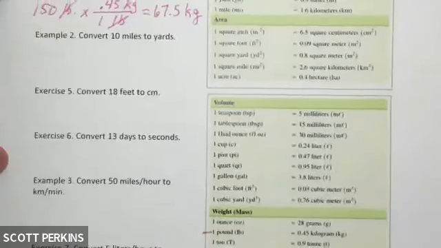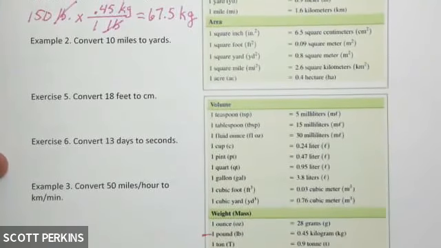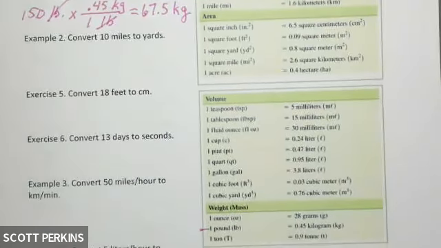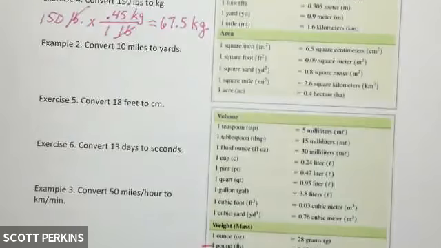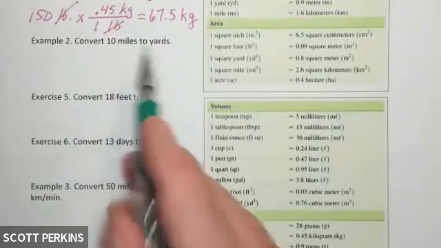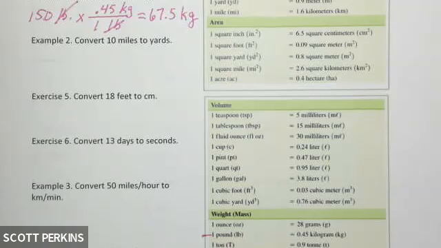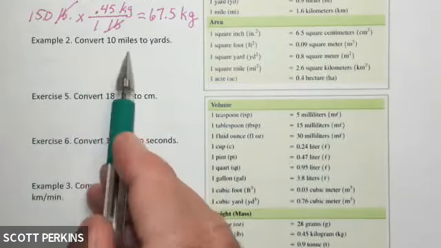So example 2 is mine. Sometimes, and this is where this procedure really takes on its full significance, you don't know the direct conversion between something. So we're going to convert 10 miles to yards. Now there is a direct conversion, although it's not in our chart, so I'm just going to pretend that there's not a direct conversion, because sometimes we don't know. So here we go. I'm going to start with 10 miles.